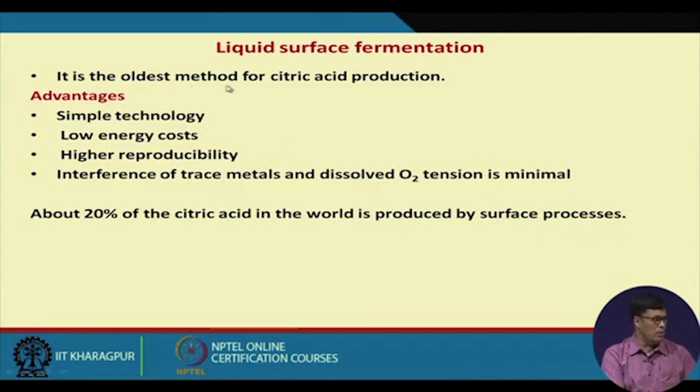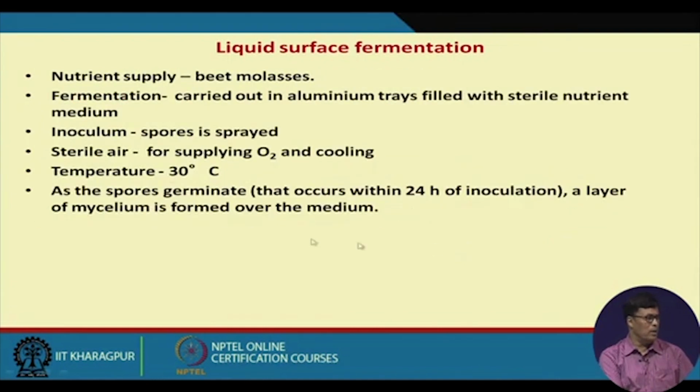And this is the oldest method of citric acid production: simple technology, low energy cost, high reproducibility, and interference of trace elements and dissolved oxygen tension is minimum. 20% of citric acid in the world is produced by the surface fermentation process using liquid media. The nutrient supply is beet molasses. The fermentation is carried out in aluminum trays filled with sterile nutrient media. Then inoculum spores are sprayed, a sterile air layer is supplied, and the temperature is 30 degrees centigrade.